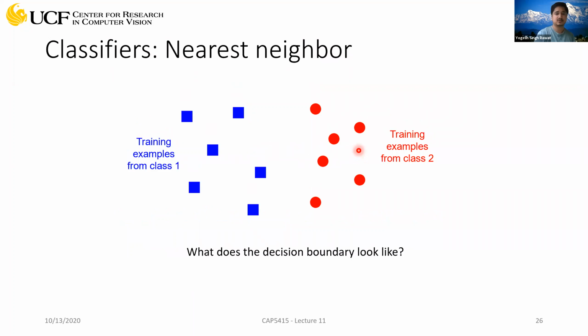So now the question is, let's say we have to use this nearest neighbor algorithm for classification, okay? And we have these samples as our training samples. Blue ones are class number 1, red ones are class number 2. The question is, what does the decision boundary look like? Decision boundary, if you remember, we just discussed in previous slides, is the boundary which you have to draw, which can differentiate or categorize your different classes, right?